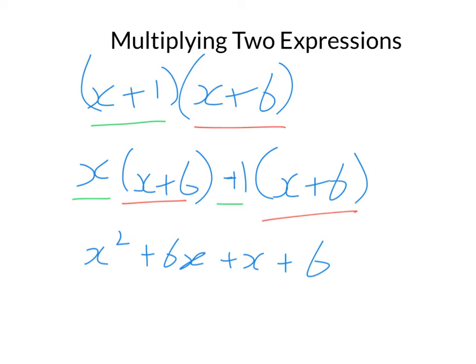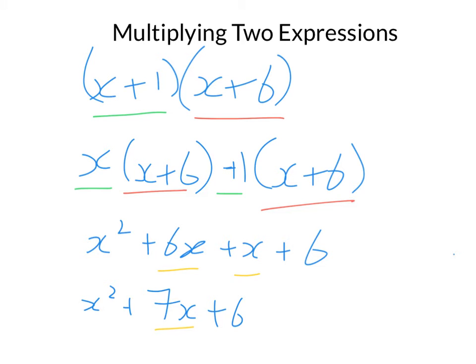But we should be looking at, is there a way that we can simplify the expression that we're left with? And in this case there is, because we have two different terms that have an x in them. So what we're going to do is add those terms because they're like terms. x squared is going to stay the way it is because there's no other x squared terms. 6x plus x will give us 7x. And 6 will stay the way it is also because there's no other regular terms there without an x in them, or constants as they're called.